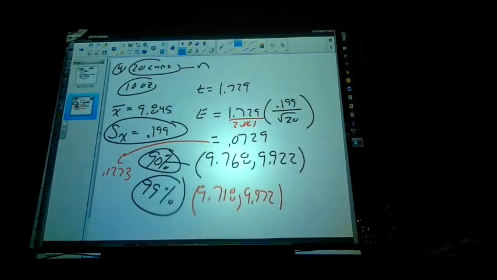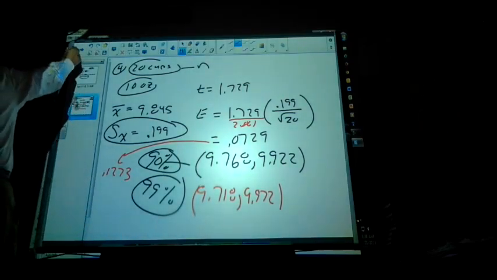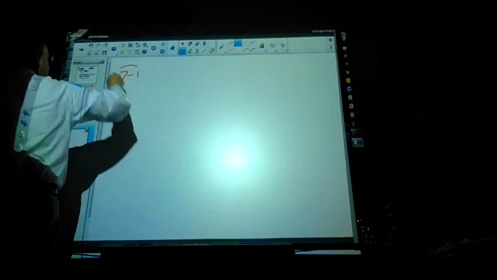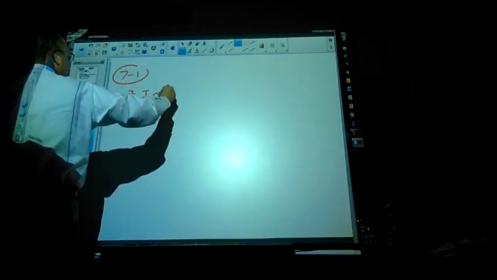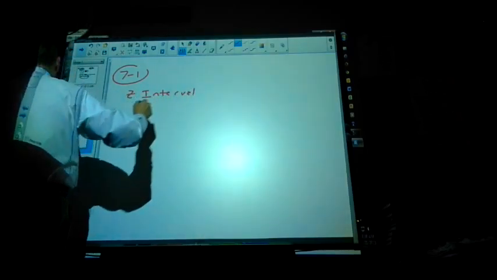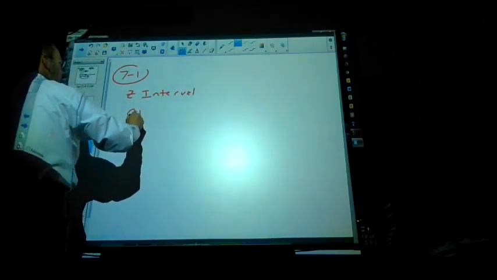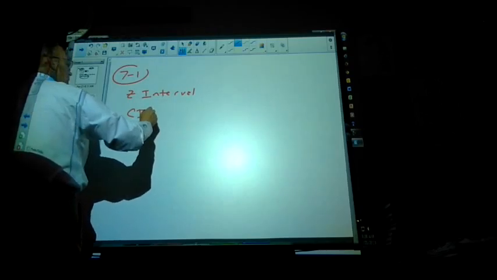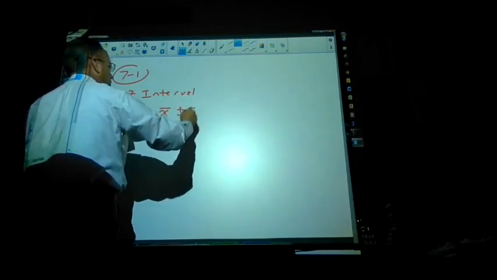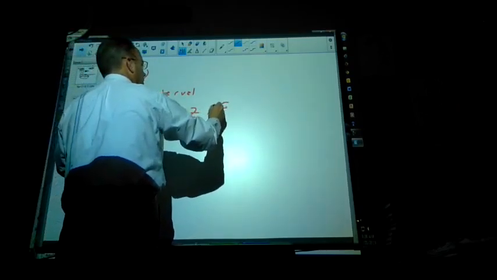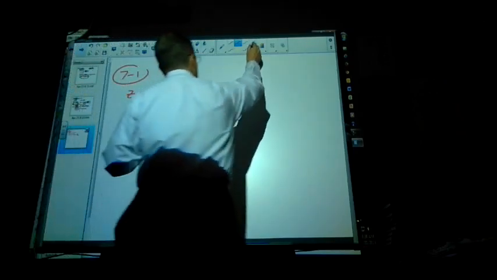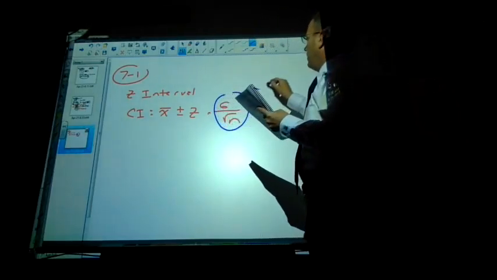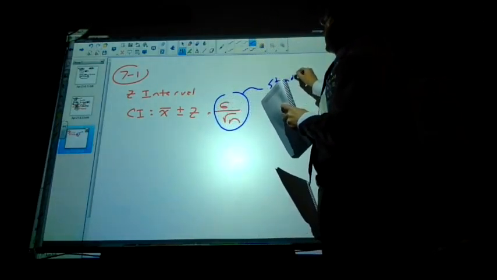Okay. So going back through a few things. From 7.1 of this chapter, 7-1, we talked about the Z interval. Okay? And you had your confidence interval, which was X bar plus or minus a Z score times standard deviation over root N. And this portion right here became known as the standard error.